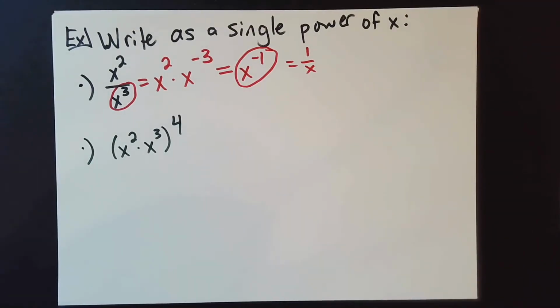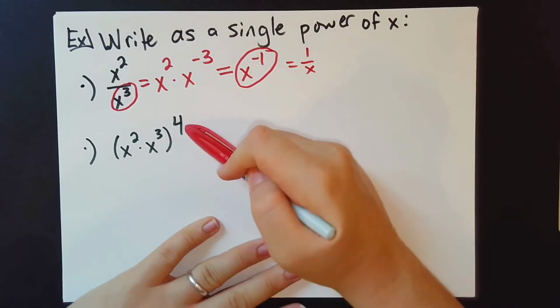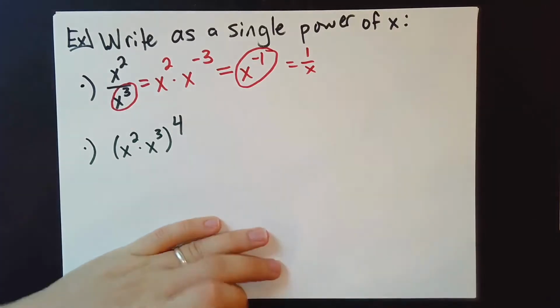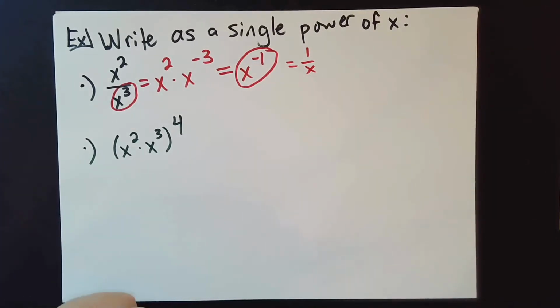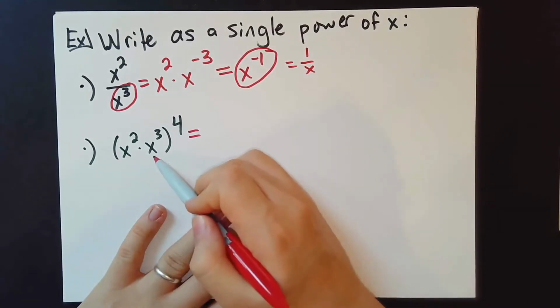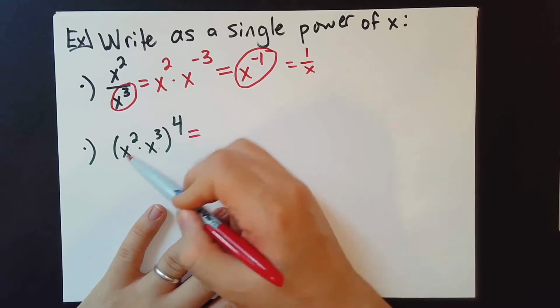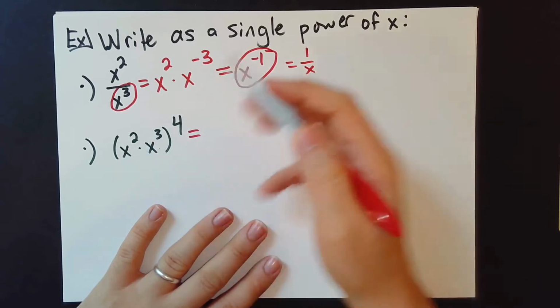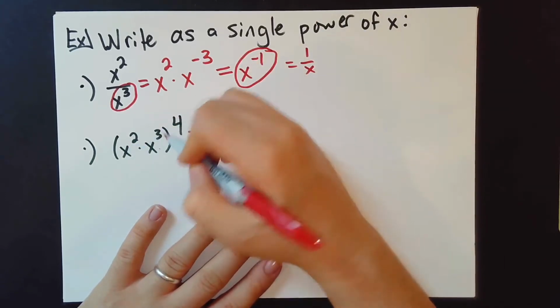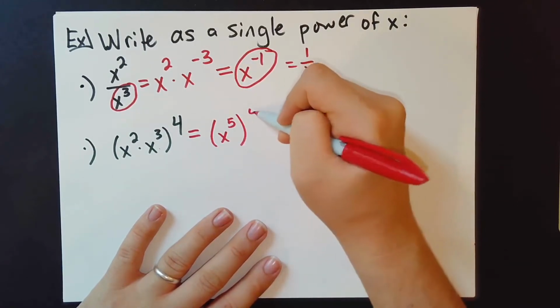Okay, in this next example, we're getting a little more complicated. We have an x squared and an x cubed multiplied together, then raised to the 4th power. So the first thing I'm going to do is deal with the x squared and the x cubed multiplied together. There's a like base. Both of them have a base of x raised to these powers. And so in that instance, I add the powers. So I get an x to the 5th, all raised to the 4th.